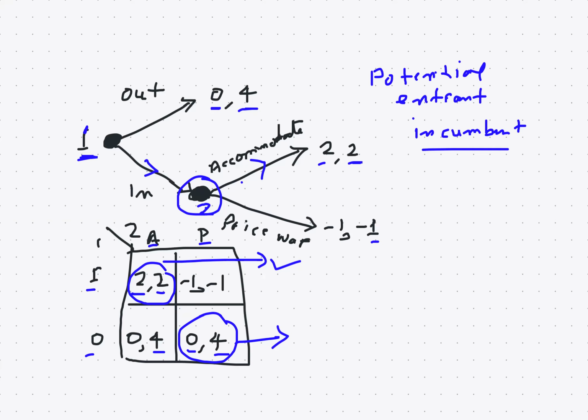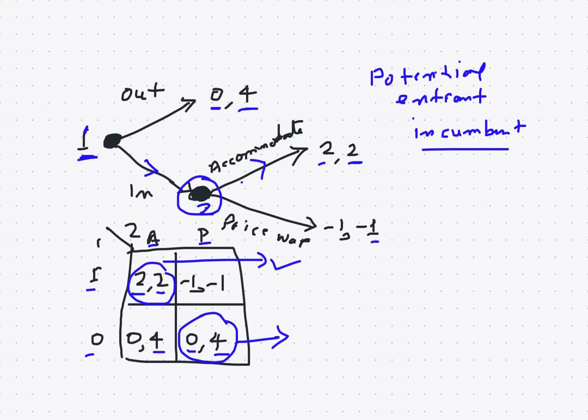So as you can see, the sequential rationality assumption allows us to remove one of the Nash equilibria from this game. So you can think of it as a refinement of the Nash equilibrium concept. All right, so that's the idea behind sequential rationality.